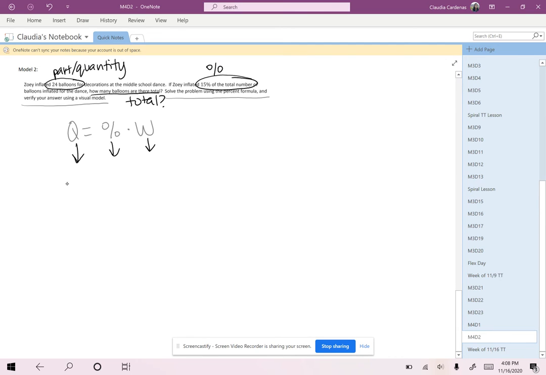So the quantity is 24 balloons. The percentage is 15%, but I remember in the last problem that we have to convert it to a decimal by moving the decimal point over 2 places to the left before we put it into our equation. So 0.15 times W, because we don't know what the whole amount is. We don't know what the total is, so let's leave it as a variable.